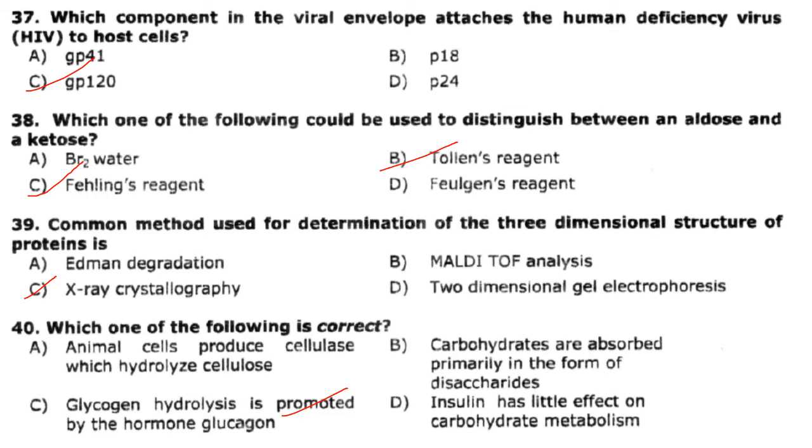Which of the following is correct? Animal cells produce cellulase which hydrolyzes cellulose. That is wrong. Animal cells do not produce cellulase. Carbohydrates are absorbed primarily in the form of disaccharides. No. Glycogen hydrolysis is promoted by the hormone glucagon. That is correct. So answer is option C. They have asked: insulin has little effect on carbohydrate metabolism. That is also not correct. So answer C is correct. Option C is correct, and they have asked which of the following is correct. So option C is the answer.